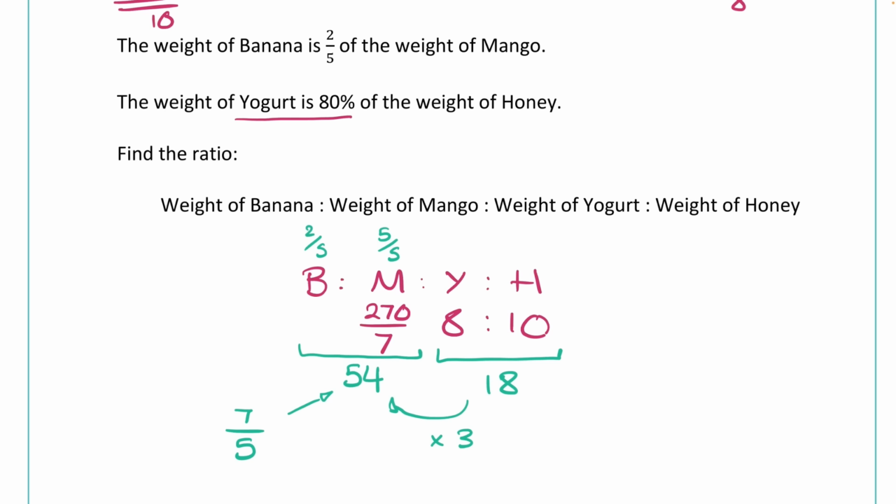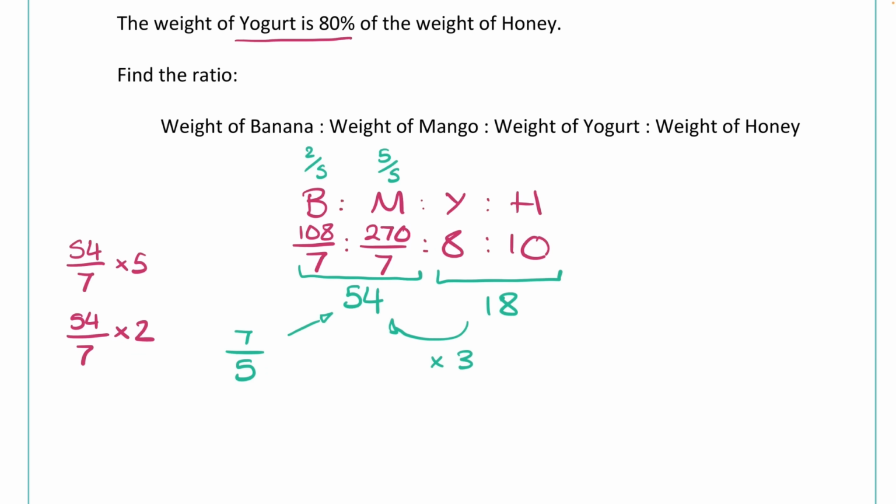We'll deal with it in a little bit. So just to reiterate, we've done 54 over 7 and times it by 5, like a reverse fraction, for our mango. And for the banana, 54 divided by 7 and times it by 2, because that's 2/5. So 54 over 7 times 2 gives us 108 out of 7. So there we go, we now have a ratio.